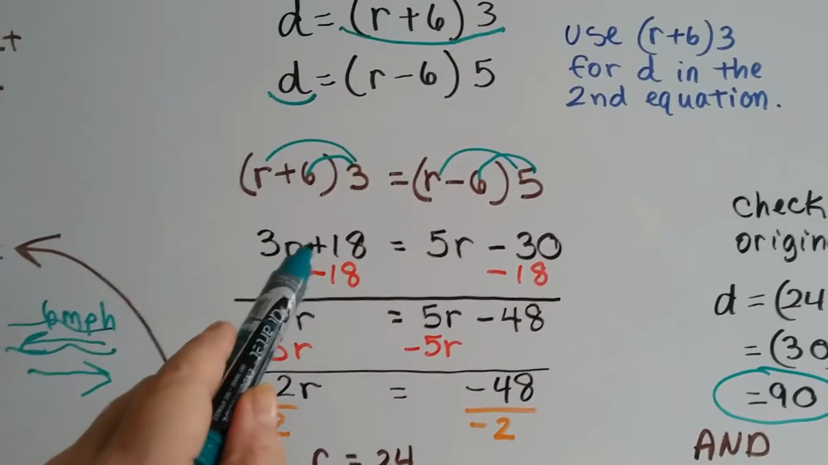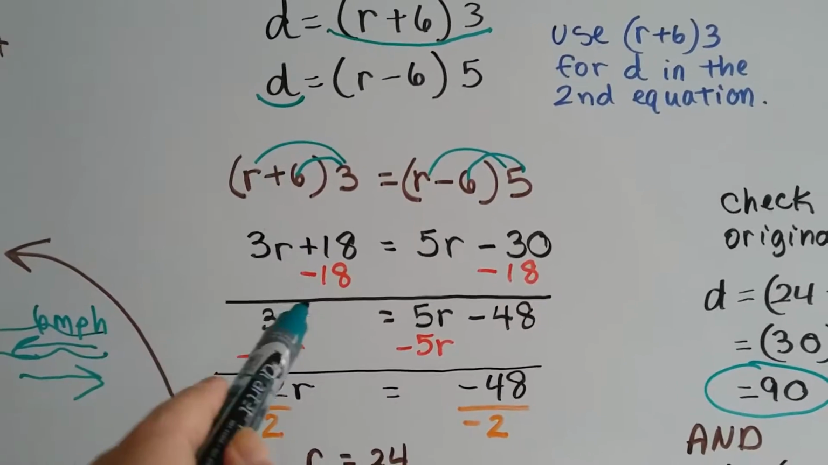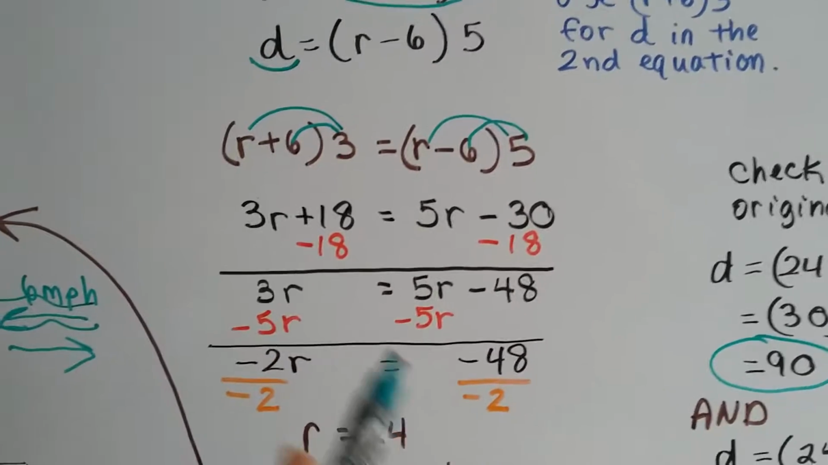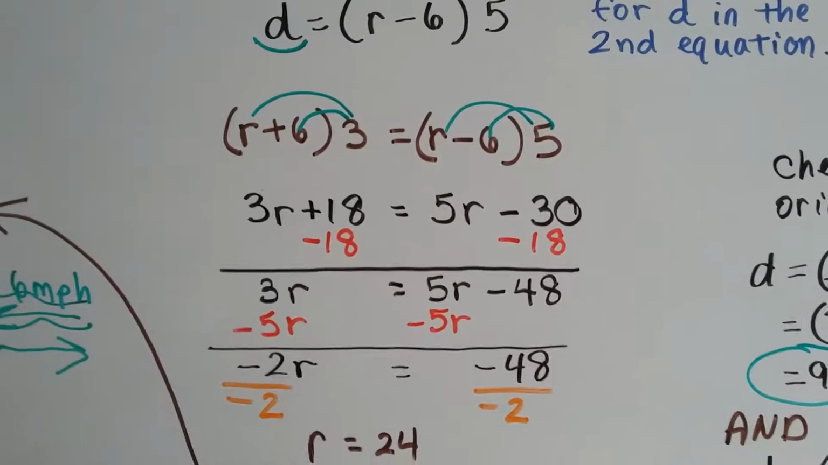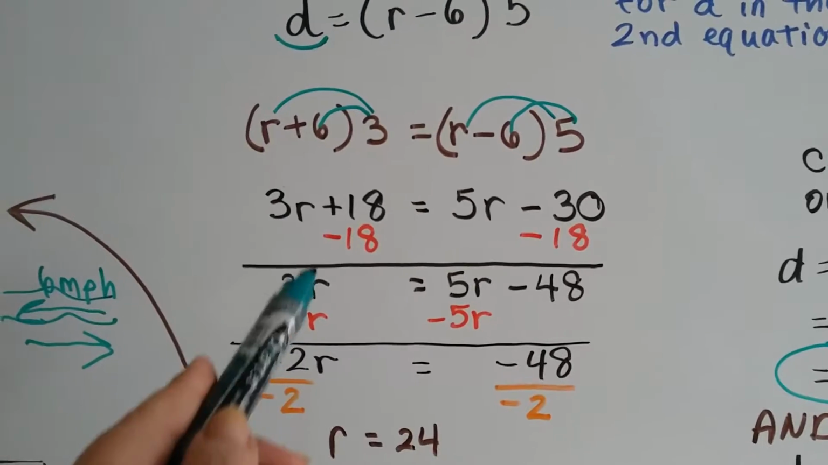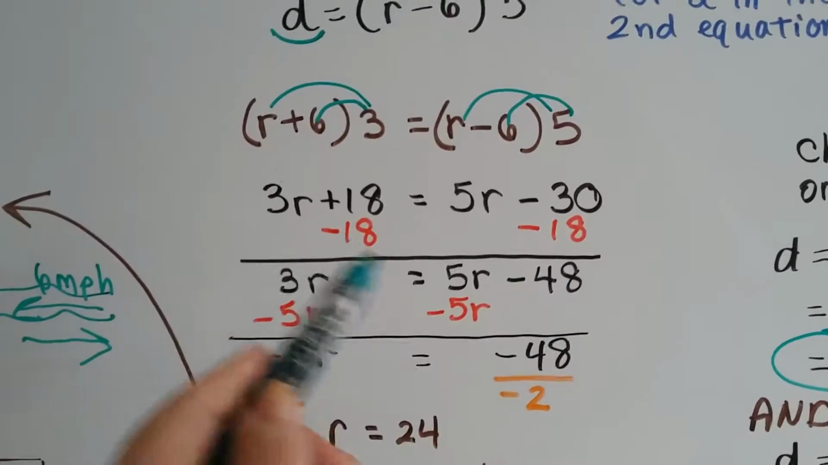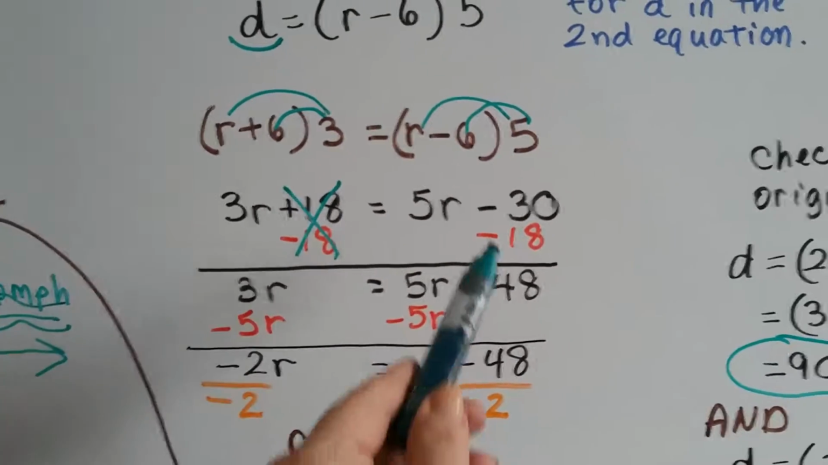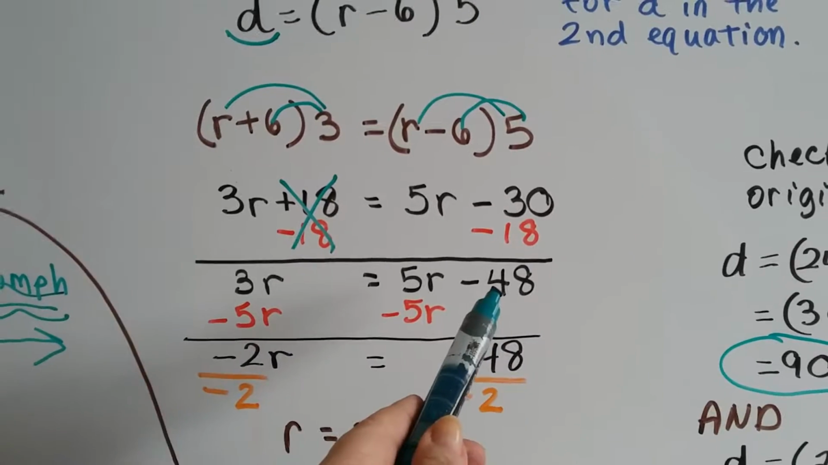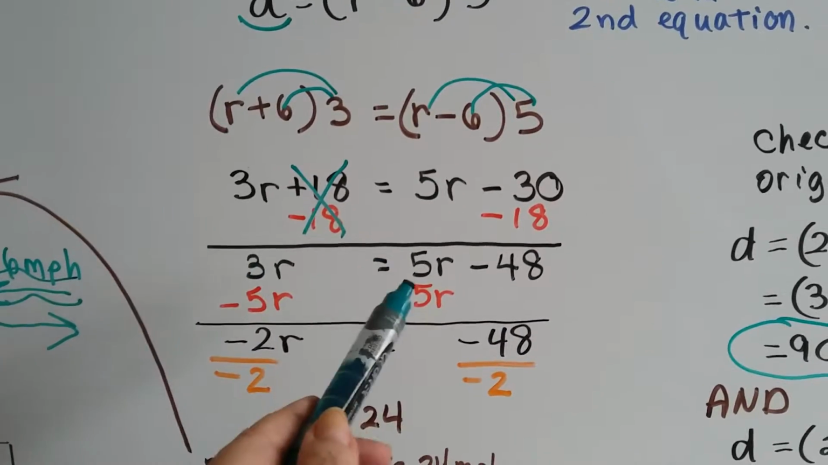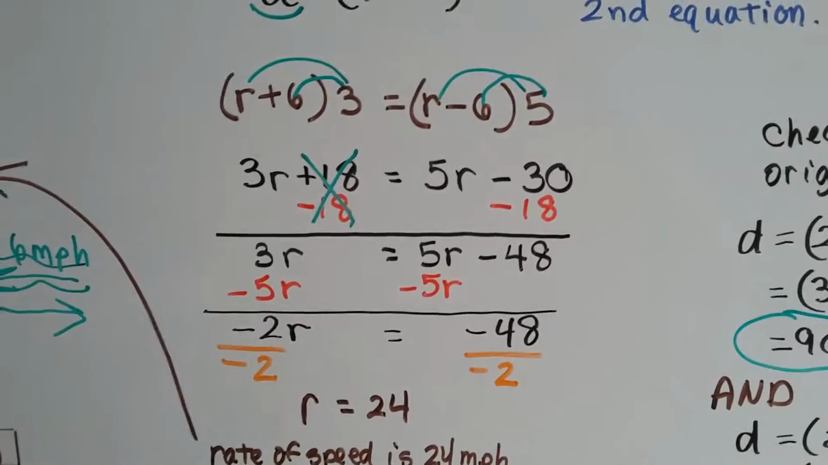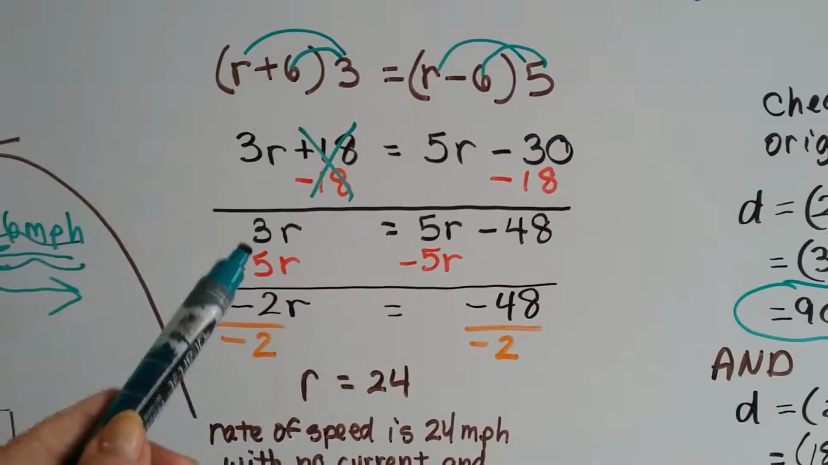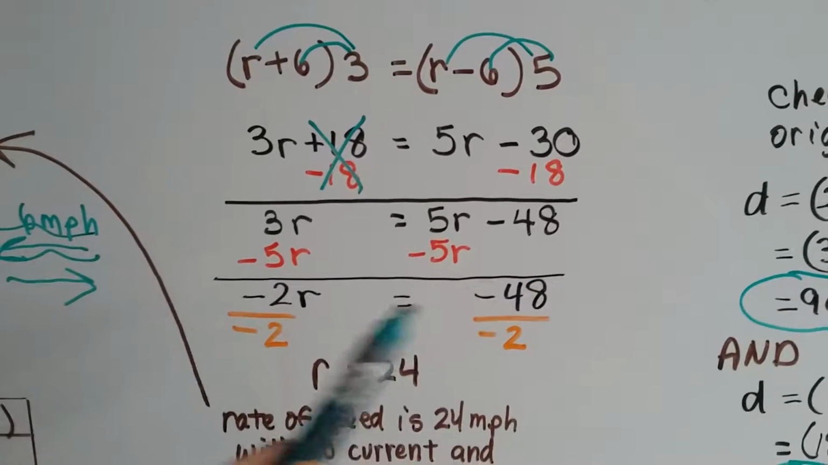So now we have 3r plus 18 for this side, and we have 5r minus 30 for this side. And we need to isolate the r to solve for the rate, don't we? So we can take away 18 from both sides and create a 0 pair here. And we take it away from this side and get a negative 48. So now we have 3r equals 5r minus 48.